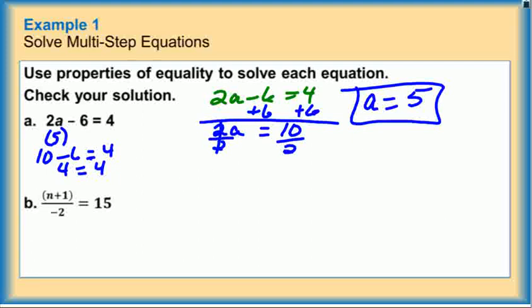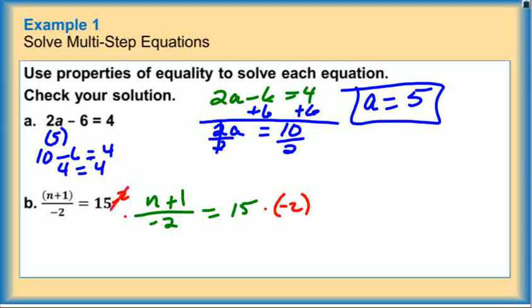Second one, B. N plus 1 divided by negative 2 equals 15. To solve this one, I don't want to have any fractions or denominators. So the first thing I want to do is remove the denominator. To do that, I'm just going to first rewrite my problem. First thing I'm going to do is the opposite of dividing by negative 2. I'm going to multiply by negative 2 on both sides. And now negative 2 divides with the negative 2 here. And I'm left with n plus 1 equaling 15 times negative 2, which is negative 30.